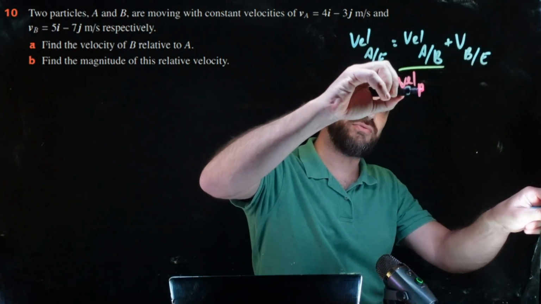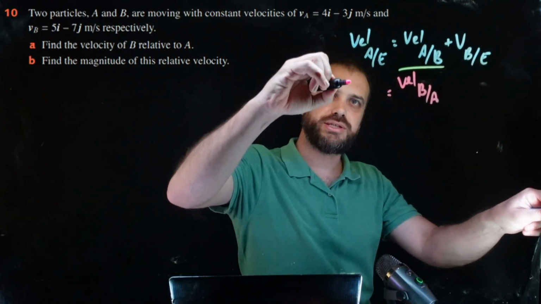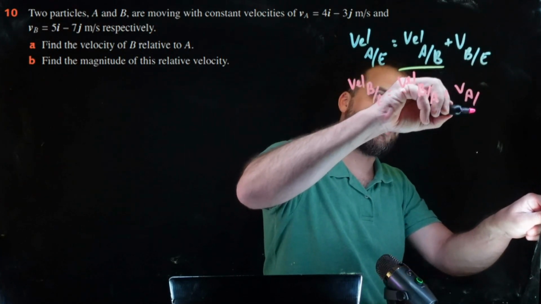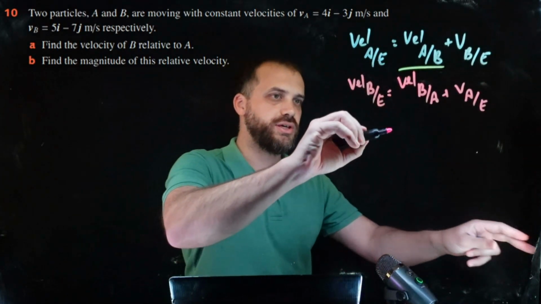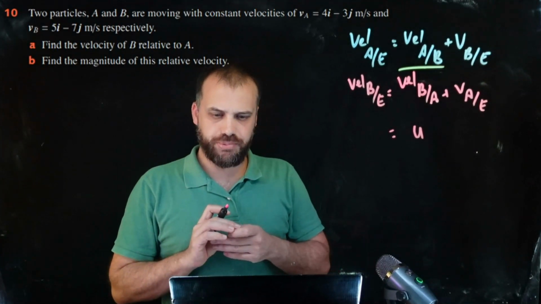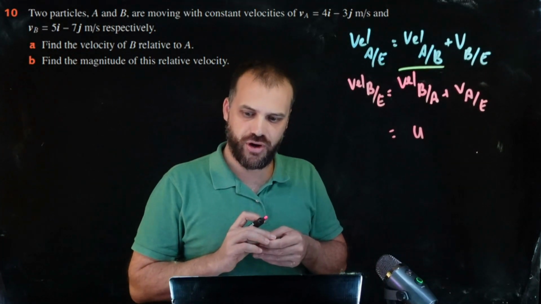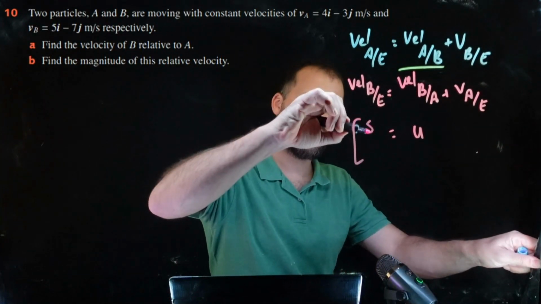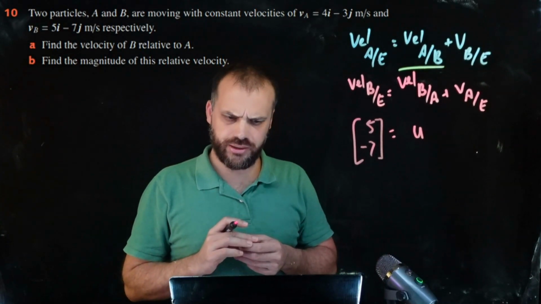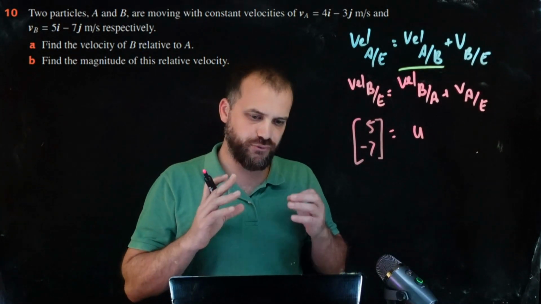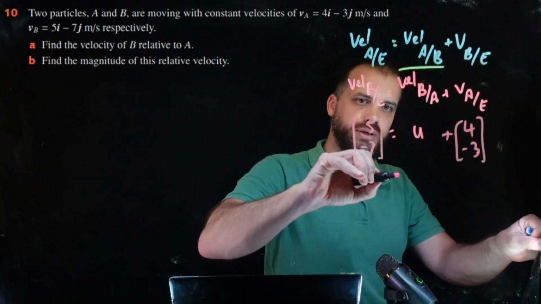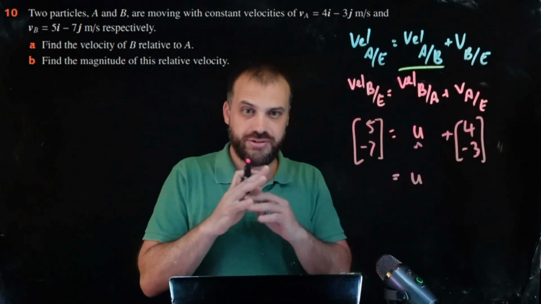So we're doing the velocity of B relative to A, which means that we want the velocity of B relative to the Earth plus the velocity of A relative to the Earth. That's the vector we want to know. What do we know? We know that the velocity of B relative to the Earth is 5i minus 7j. Let's get fancy and write it like this: 5, minus 7. VA, the velocity of A, is 4i minus 3j: 4, minus 3.